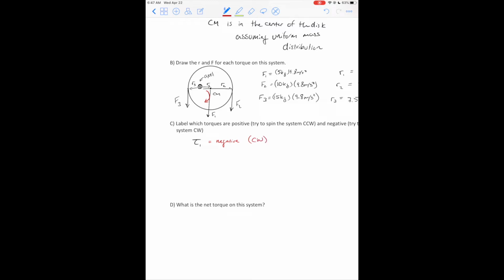clockwise. Torque 2 provides a similar thing, right? So torque 2, I'll just write in red. Torque 2 is also negative, again, because we're going clockwise. Finally, torque 3. Torque 3 is on the left-hand side of my axle and pointing down, so it's going to try to rotate in the opposite direction, in the counterclockwise direction. So torque 3 is actually positive.